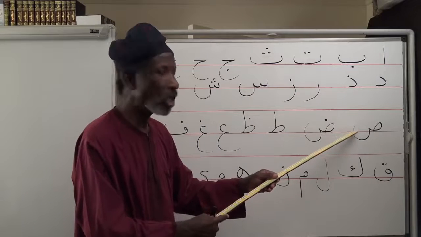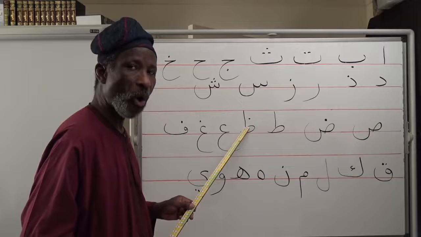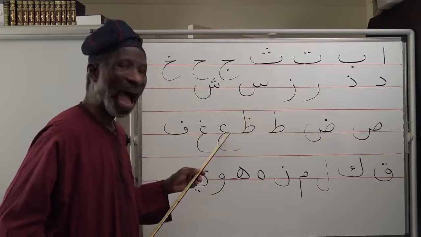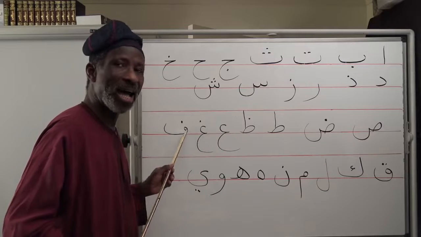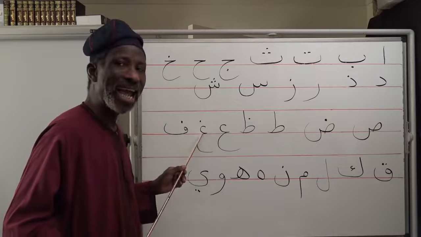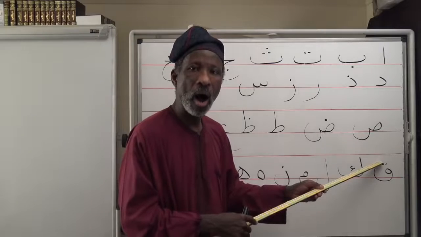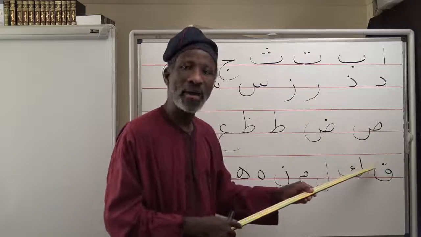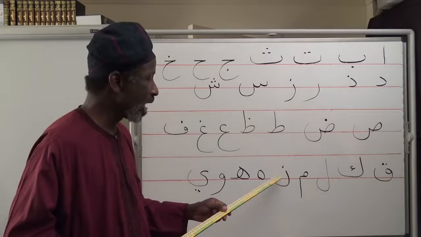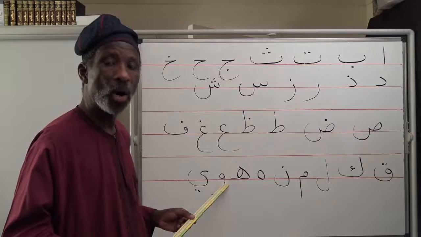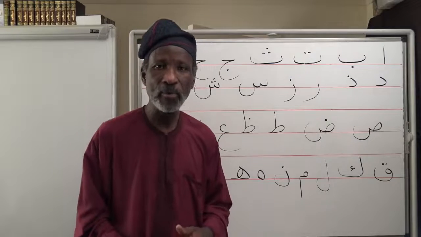Sad, dad. Ta, tha. Ein, ghain. Fa. Ein, ghain, fa. Then we have qaf, kaf. Lam, meem, noon, ha, waw, ya. Here we are. So you have all your letters been pronounced for you.